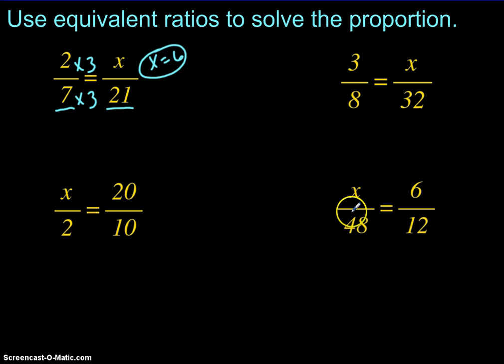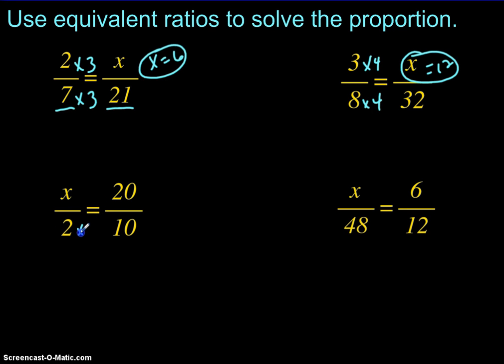Pretty simple. Same here. If I'm changing the denominator, 8 times 4 is 32. So 3 times 4 is 12. x equals 12. Okay, again here, since the x is here, we can either go this way or we can go this direction. I'll show you what I mean by that in a second.